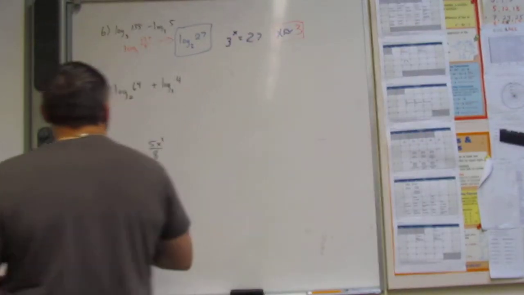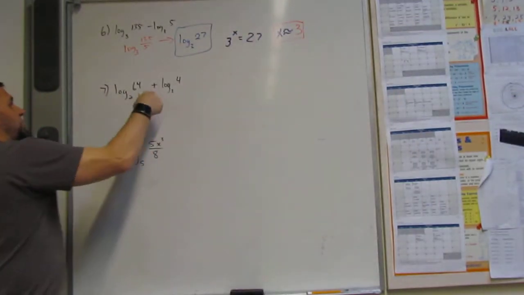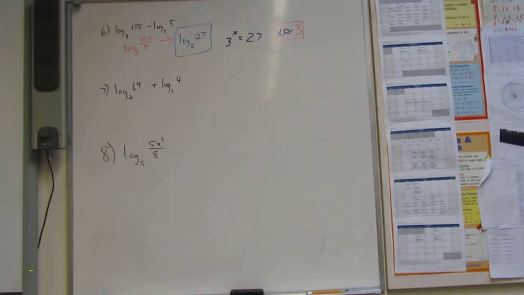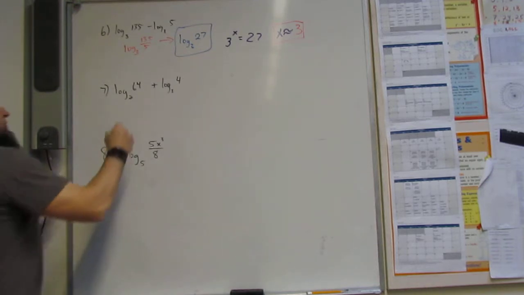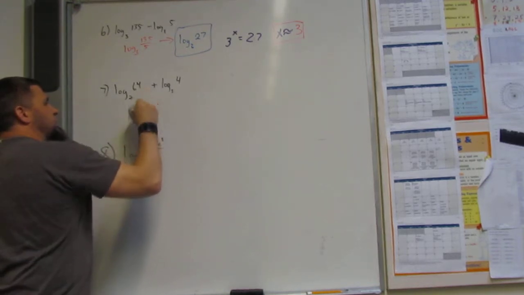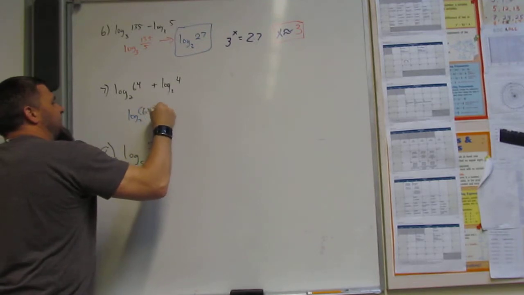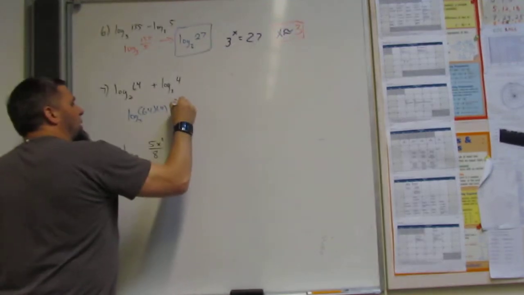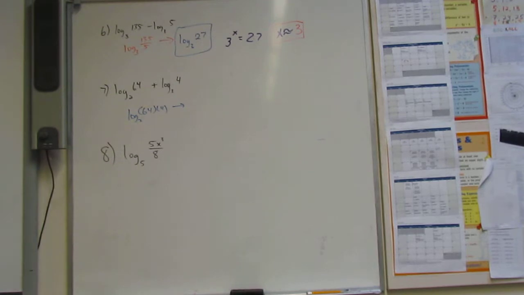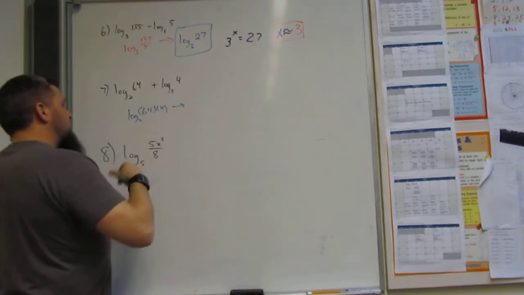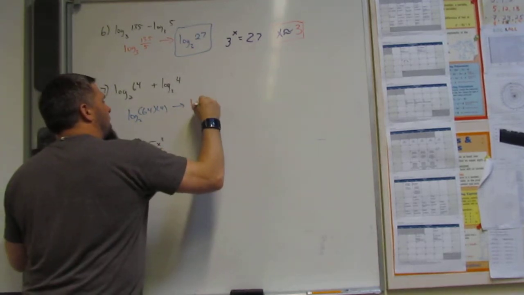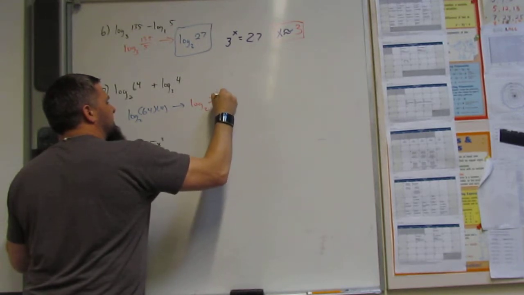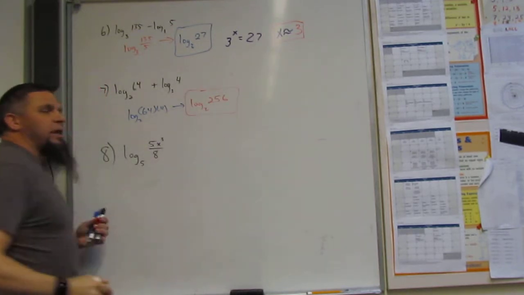Next, what do we do when we add two logs? Multiply. Good. So we just got the log base 2 of 64 times 4. And when I do that multiplication, what do I come up with? 256. So log base 2 of 256, and that's all I'm looking for again.